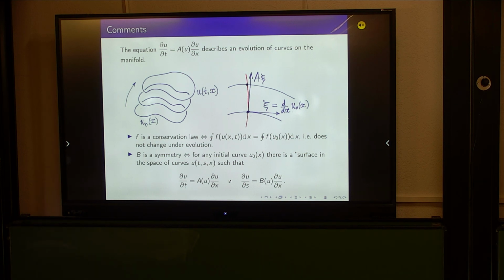So what is a conservation law? A conservation law in this context is just a function such that the condition I mentioned is equivalent to the following identity here. It means that if I consider now a functional on the space of curves, with f being the density of this functional, then this functional is preserved. This integral does not change under evolution. That's exactly what the definition means.